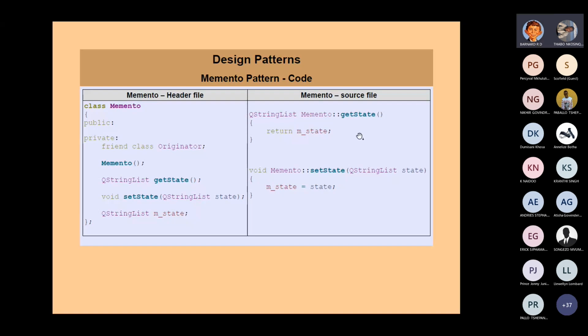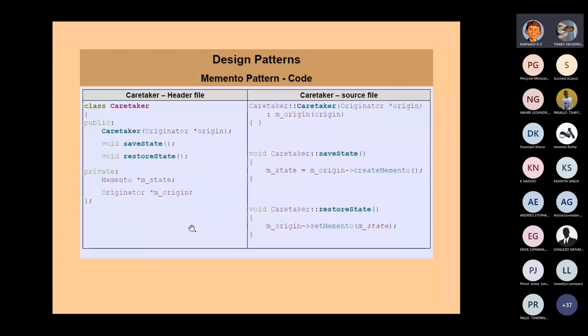Then the implementation of your memento is just straightforward getters and setters, which either return or set the state of that string list. So the memento itself is a very simple class, and you shouldn't have any problems with that. Okay, then looking at the caretaker, again, you have its constructor and then methods to save and restore its state. And you also then have a data member to store the memento.